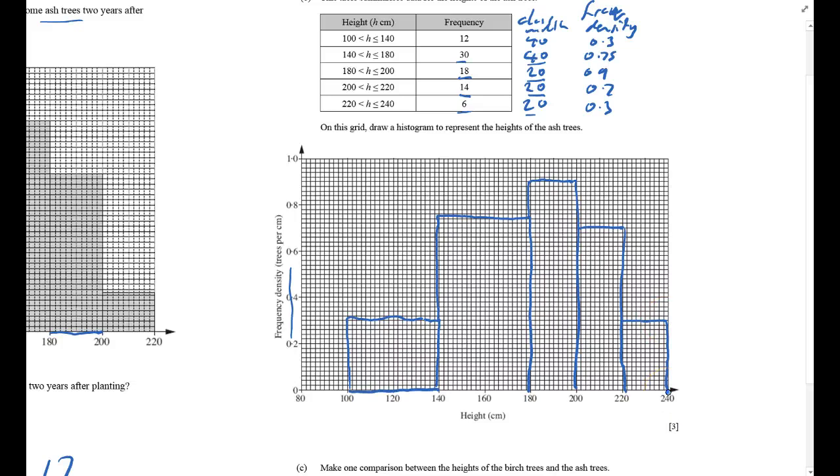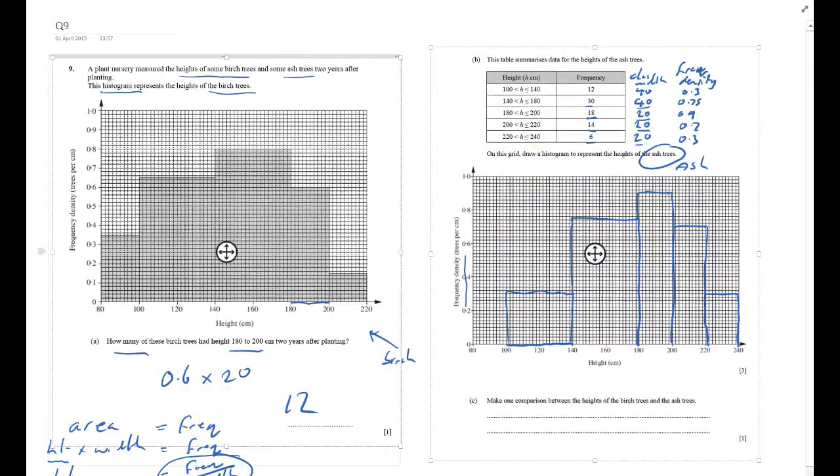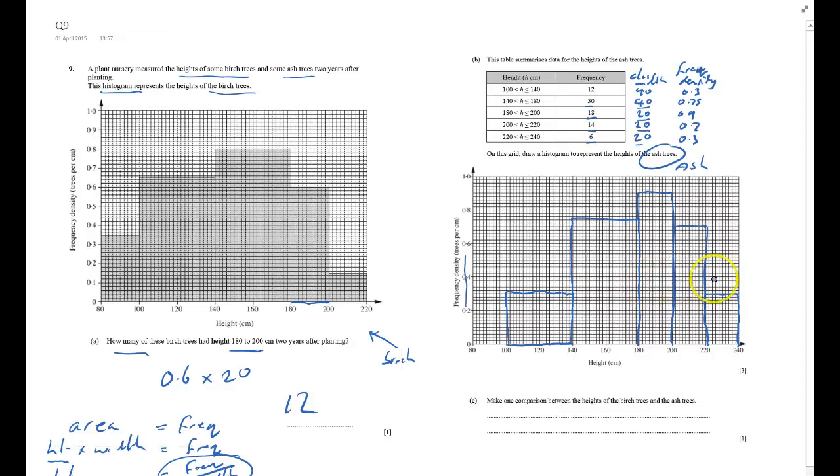And now we've got to make one comparison between the heights of the birch trees and the ash trees. This is ash. And these ones over here are the birch trees. So let's have a quick look and see what the comparison is. Well, undeniably, these ones are shifted further along. So I would say these ones are the ash trees. So the ash trees are taller on average.